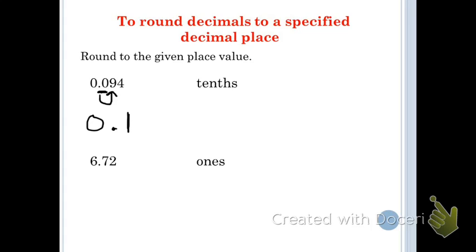In the second example, we're rounding to the ones place. The 6 is in the ones place. Look next door. Since 7 is 5 or greater, we'll round this number to 7.